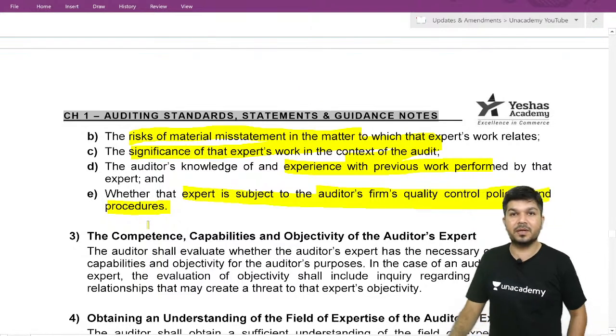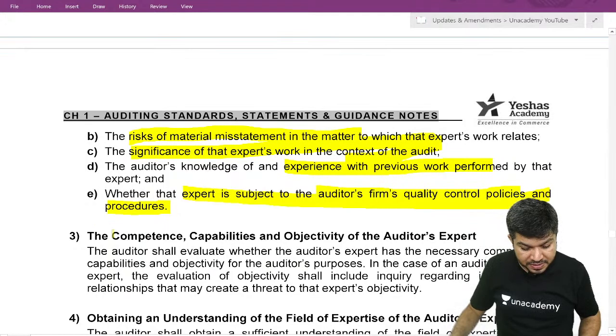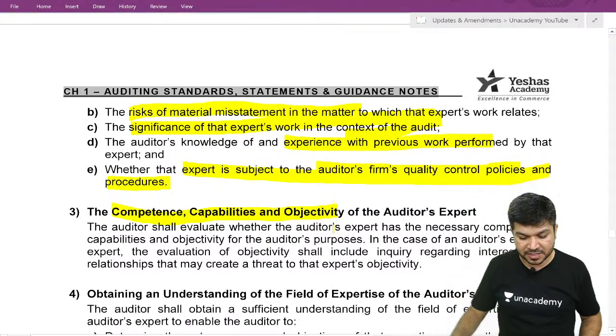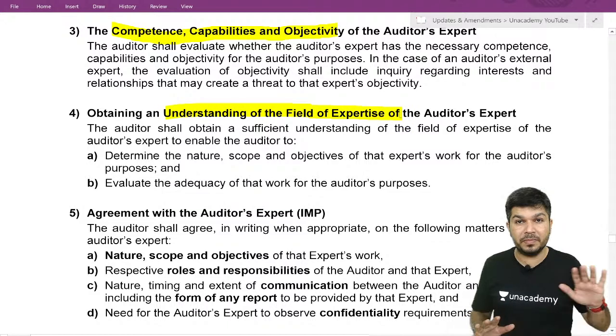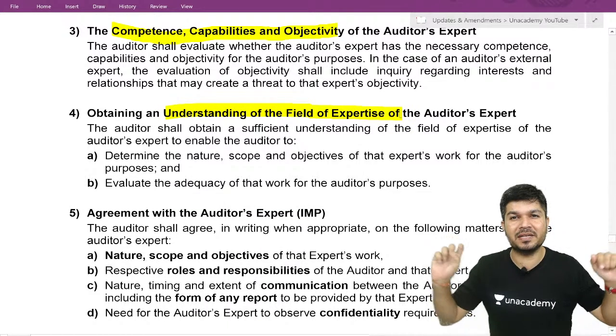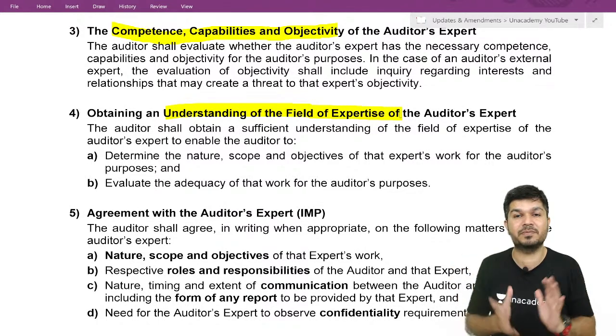Now third, before you appoint expert, check his competence, capability, objectivity. Understand the field of expertise. So competence, capability, objectivity, unbiased attitude. Would he be able to work unbiasedly? And also check his field of expertise.